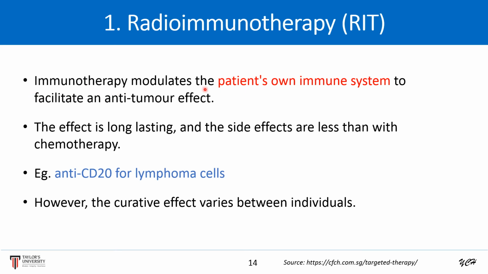Immunotherapy modulates the patient's own immune system to facilitate an anti-tumor effect. The effect is long-lasting, and the side effects are much lesser than chemotherapy. An example is using the anti-CD20 for lymphoma cells. However, the curative effect varies between individuals.